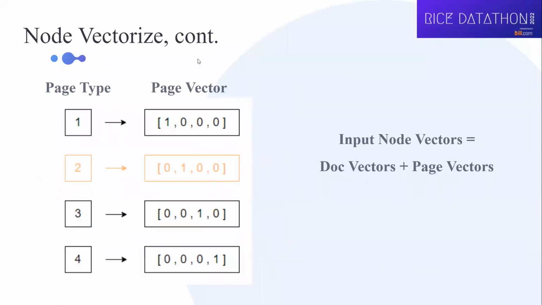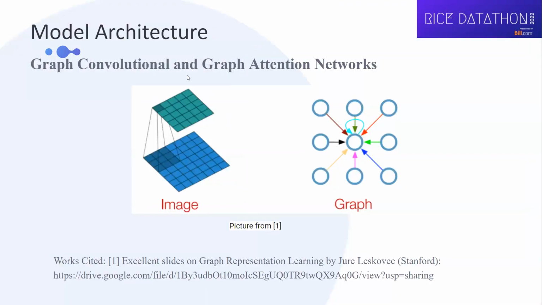And continuing, we also have the attribute called page type. In fact, we have only 4 kinds of page type. That's why we just picked the one-hot model for this. After that, we can append this after the doc vectors. Here is the model architecture.